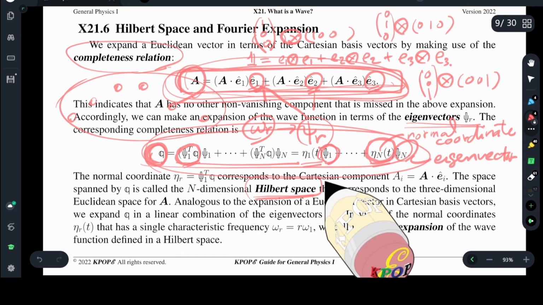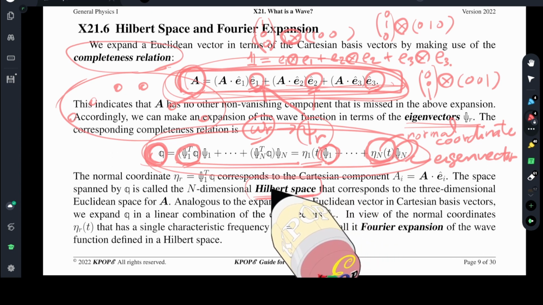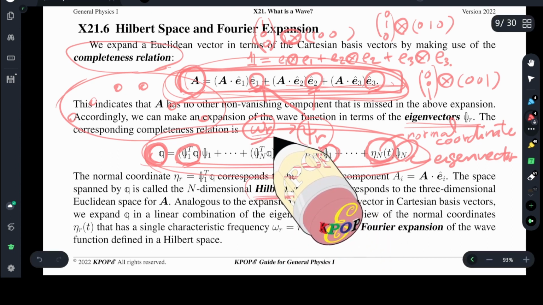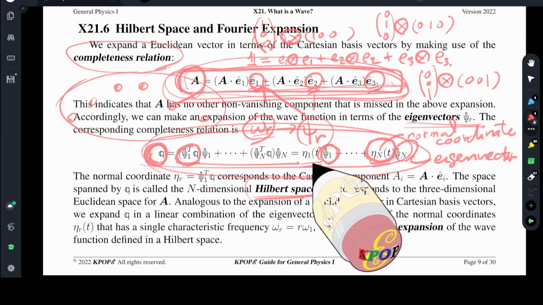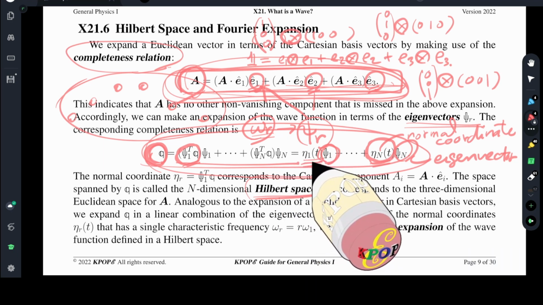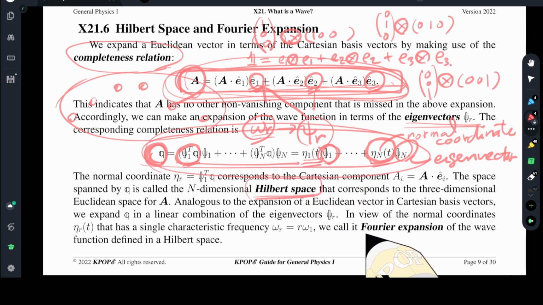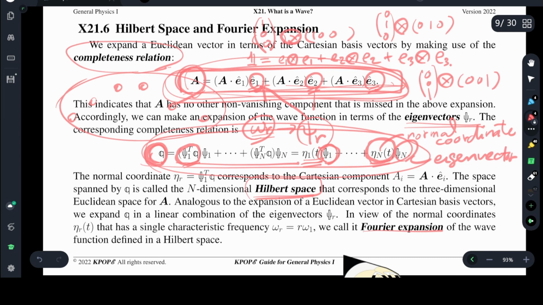And again, the expansion with respect to this frequency mode and the solutions for the normal coordinate is another basis for the Fourier expansion.